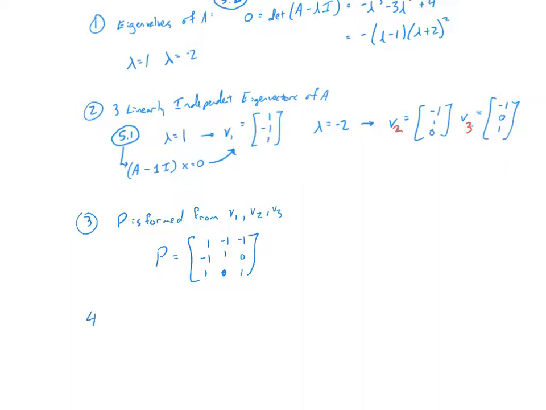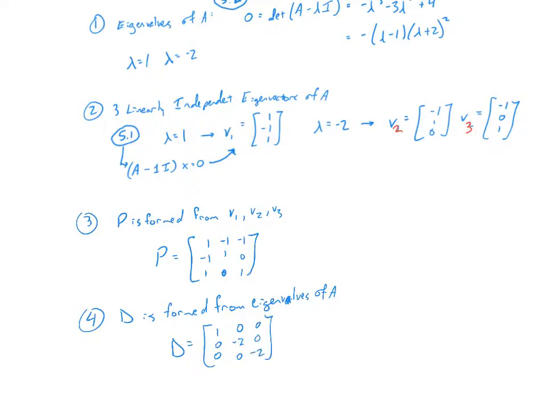And then step 4, our diagonal matrix. D is formed from the eigenvalues of A. So D is equal to 1, 0, 0, 0, -2, 0, 0, 0, -2. And there's my diagonal matrix D.